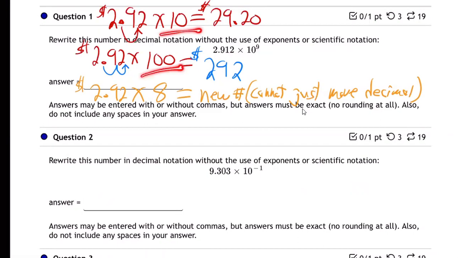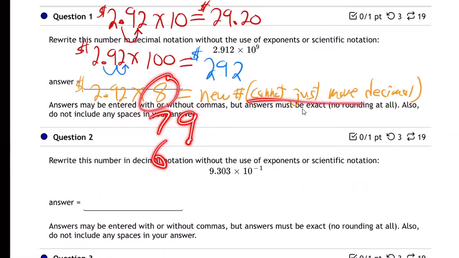Why is that the case? If a child was to ask you, why, Mr. or Mrs. Your Name, when we multiply by 10 or 100, why can we just move the decimal? But when we multiply by other numbers like 8 or 7 or 6 or 9 or whatever, we can't just move the decimal. Because we have a base 10 system. So whenever you multiply by numbers that are multiples of 10, that's when you're able to move the decimal.